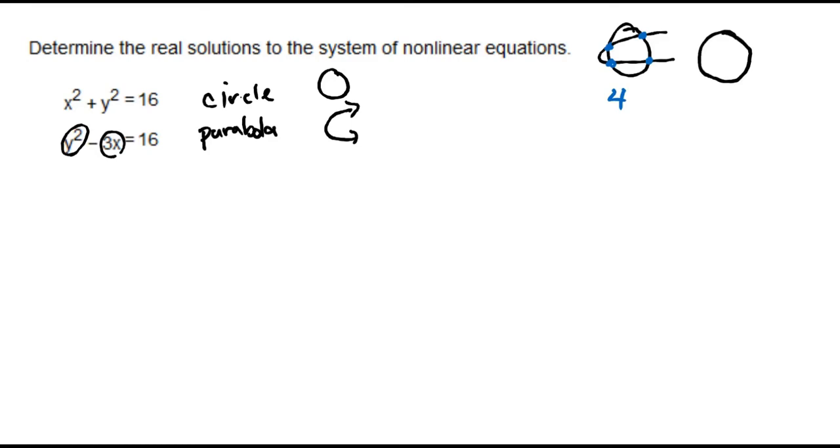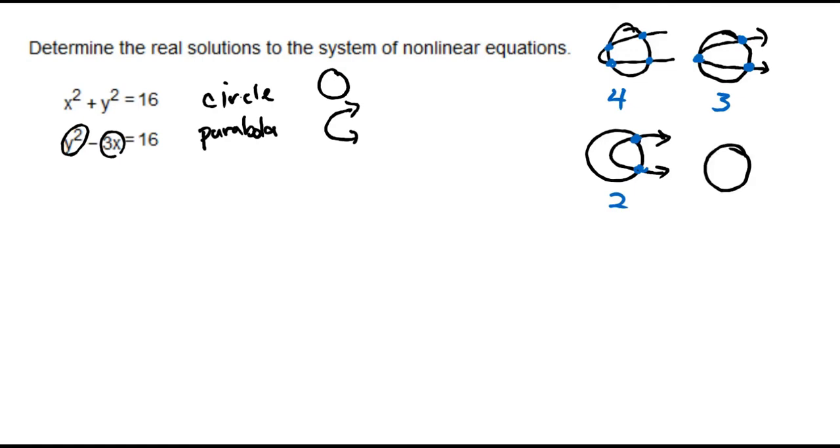We could also draw it to where the vertex of the parabola just touches one side. That would give us 3 solutions instead of 4. We could have the vertex of the parabola being inside the circle and have 2 solutions. We could have the vertex of the parabola just touching the circle like this. That would just be 1 solution, or they could totally miss each other and you would have no solution in that case.